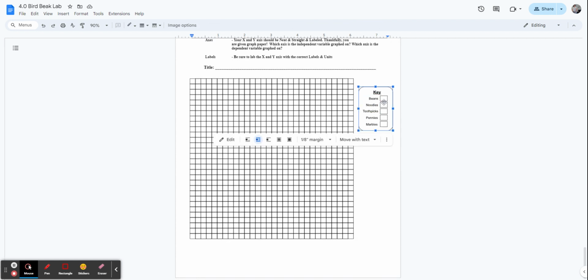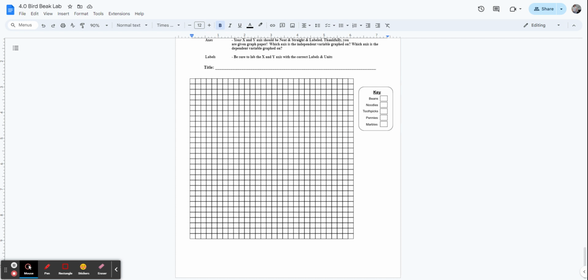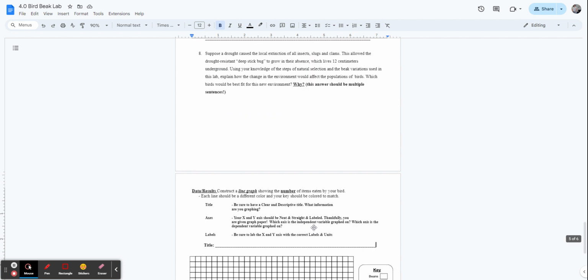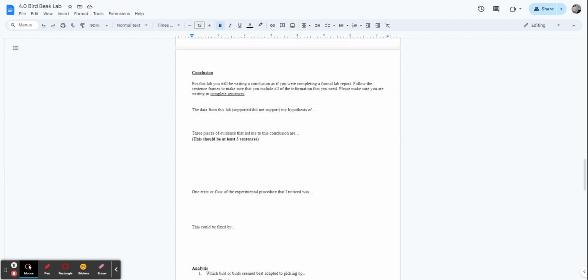Make sure you fill out your key and that you are using 5 different colors. You should have 5 different lines on your graph, one for each of our food items. There are colored pencils in the back of the classroom if you need to use those. If you have your own markers, go ahead and use those. Otherwise, I just have colored pencils out. Once you are done with this graph, it is then going to help you make your conclusion.